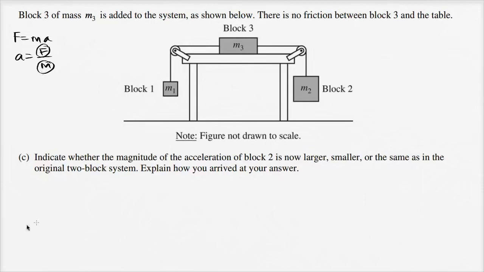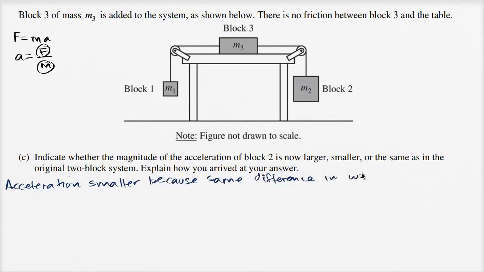And so what you could write is: acceleration smaller, because same difference in weights between m1 and m2 is now accelerating more mass. And that's the intuitive explanation for it.